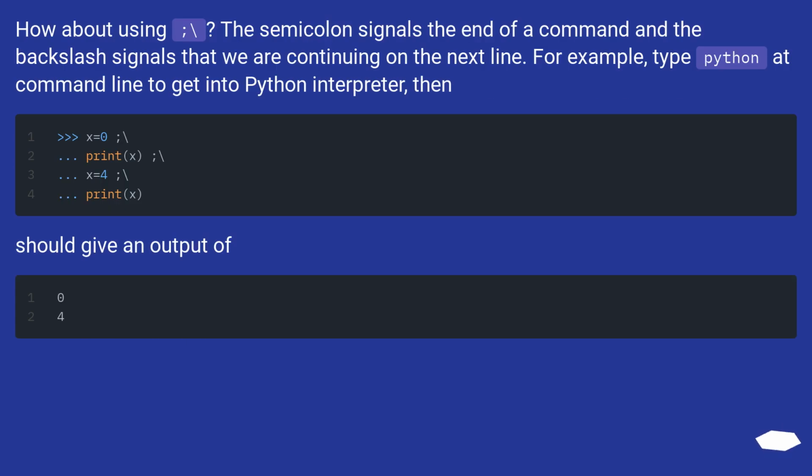How about using backslash? The semicolon signals the end of a command and the backslash signals that we are continuing on the next line. For example, type Python at command line to get into Python interpreter, then should give an output of.